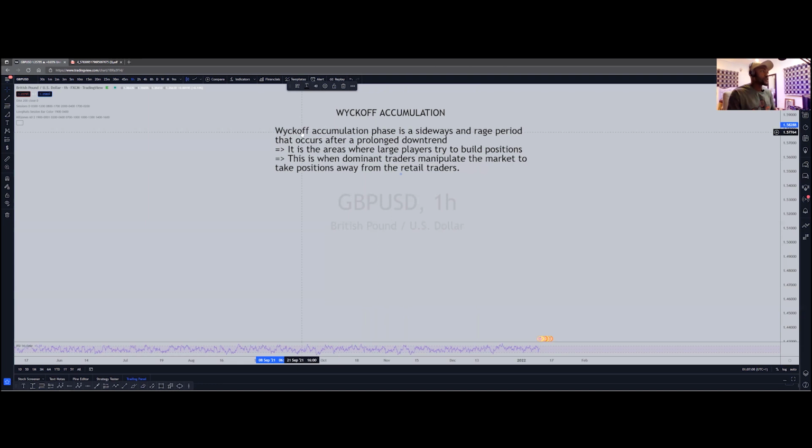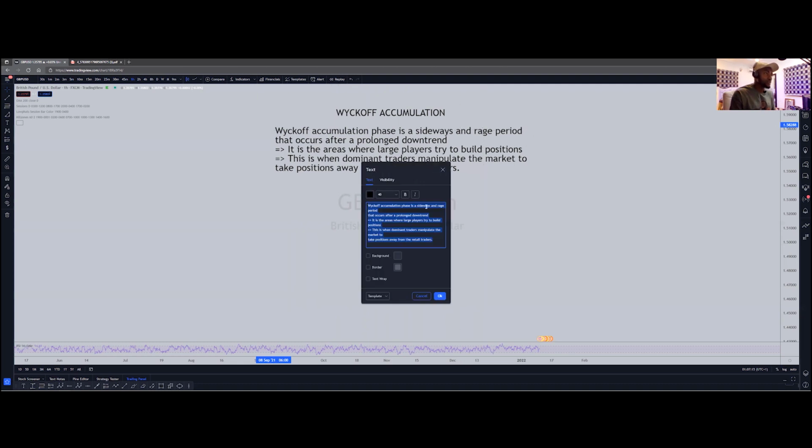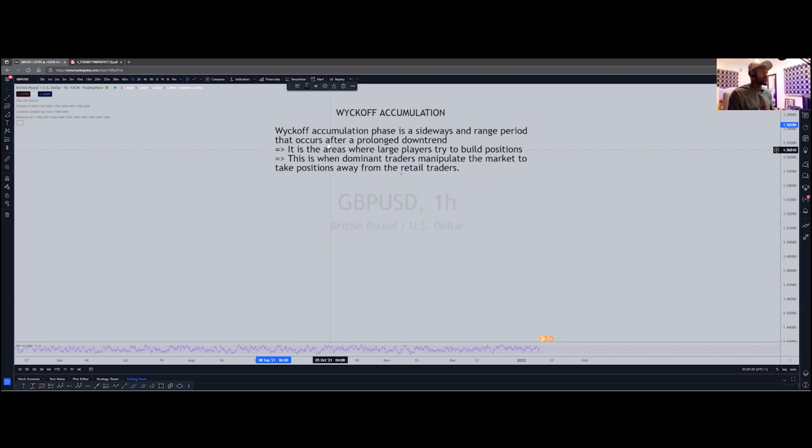All right, so Wyckoff accumulation phase is a sideways range. Okay, this is meant to be a range. I said the Wyckoff accumulation phase is a sideways range period that occurs after a prolonged downtrend. For example, let's say you have a prolonged downtrend. The market is forming a series of lower highs and lower lows, and it gets to a point where the market starts moving sideways.